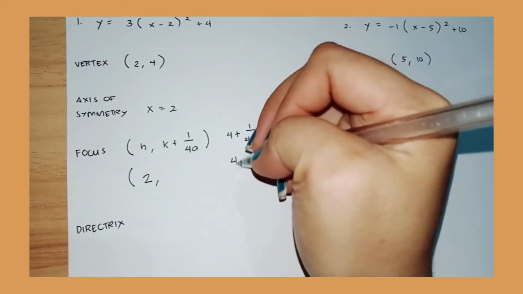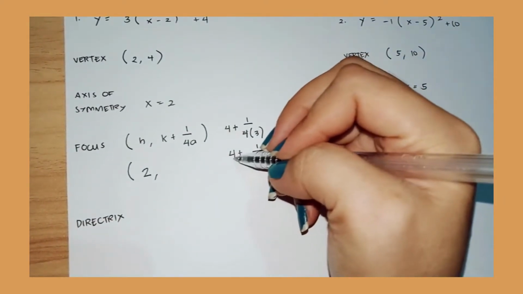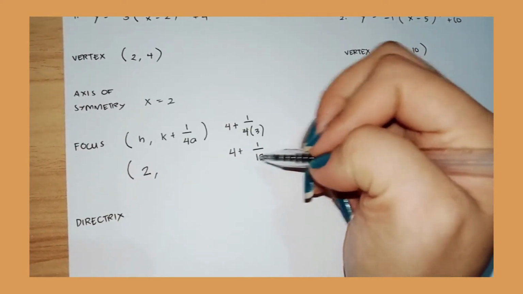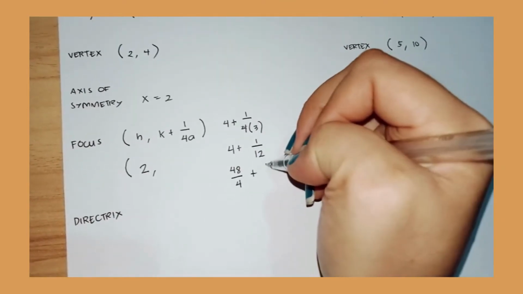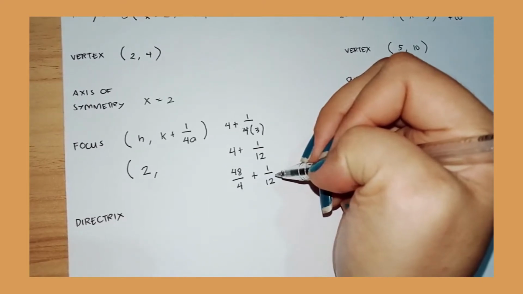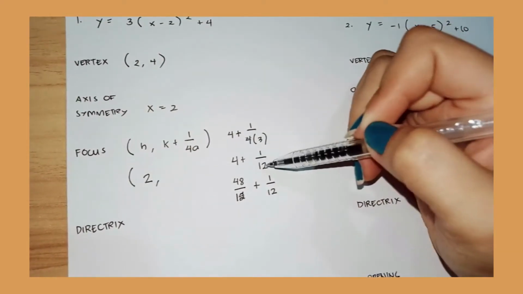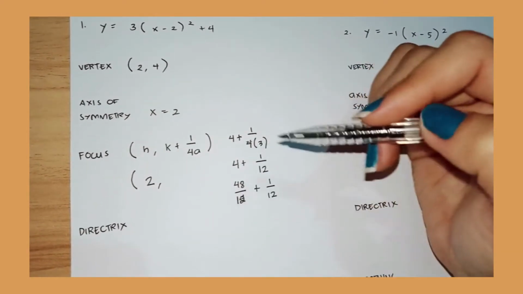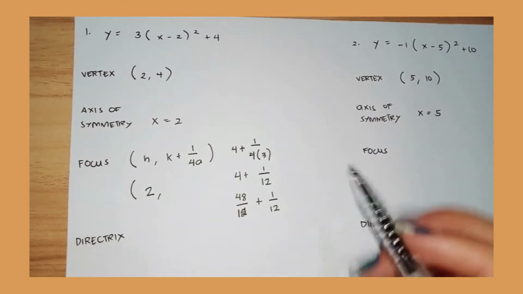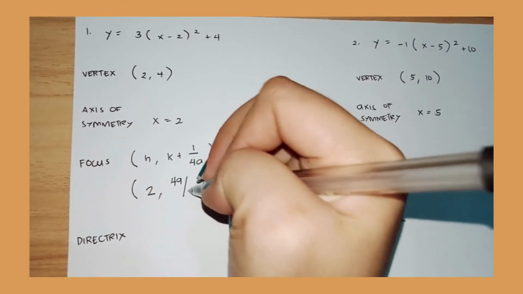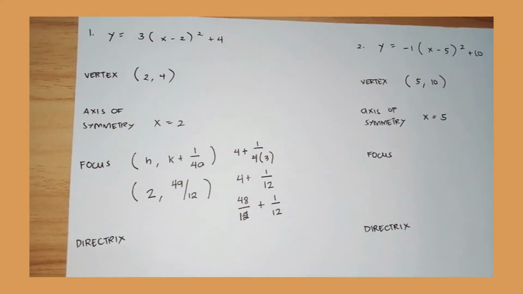Multiply natin. 4 plus 1 over 4 times 3 is 12. Next na gagawin, dapat over 12 din siya. So, multiply natin, 4 times 12, that is 48 over 12. Yung ginawa lang natin, 4 times 12 is 48, then over 12 plus 1 over 12. Next, add lang natin siya. 48 plus 1, that is 49 over 12. That would be the focus: (2, 49 over 12).